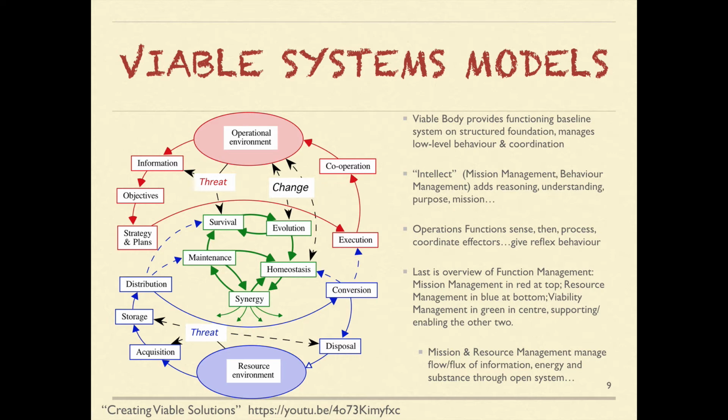Down at the bottom we can see in blue the resource management model, and all you can do with resources really is acquire them, store them, distribute them, convert them to use and dispose of the waste. In the middle you can see the viability model, which is keeping everything stable as a platform for the mission management and resource management to work on. Mission and resource management together manage the flow or flux of information, energy and substance through the open system.